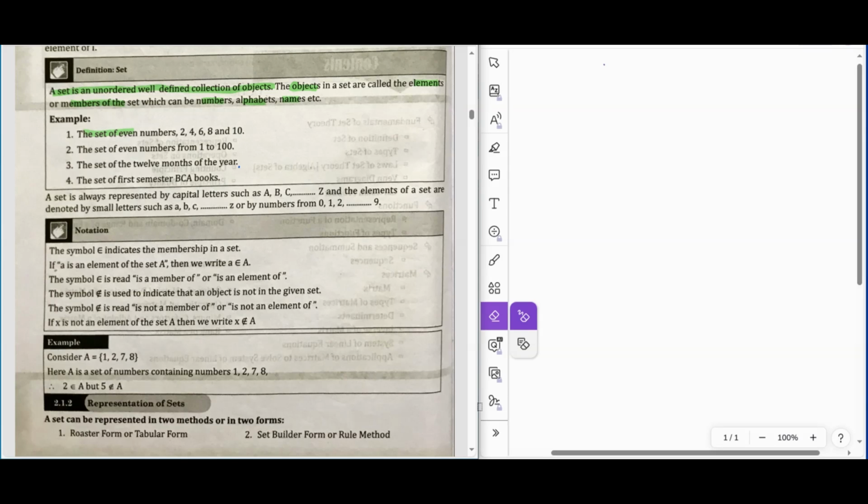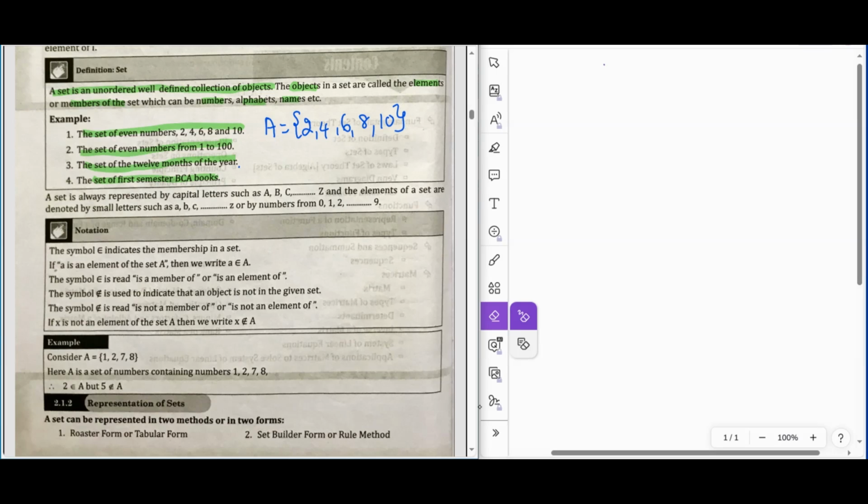For example, the set of even numbers 2, 4, 6, 8, 10, a set of even numbers from 1 to 100, a set of the 12 months of the year, a set of first semester BCA books are examples of a set. Now the set can be represented as A = {2, 4, 6, 8, 10}, where it is always written within curly brackets.